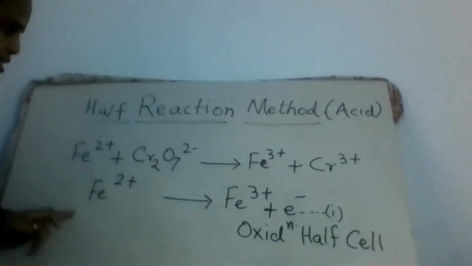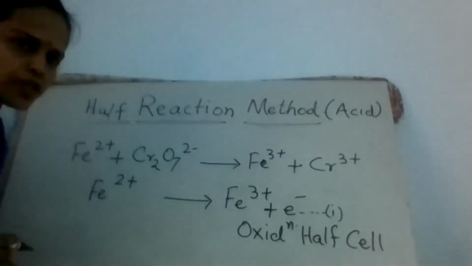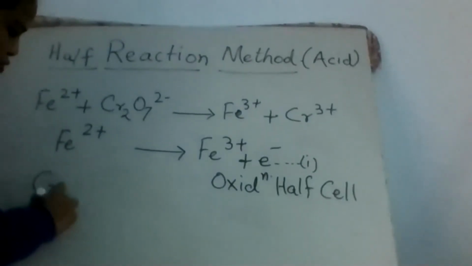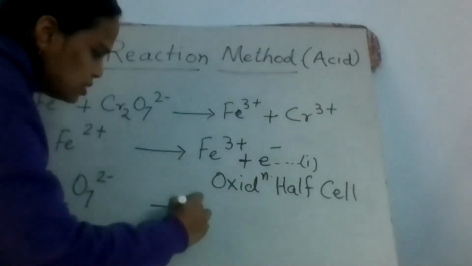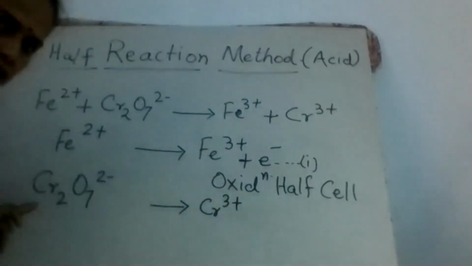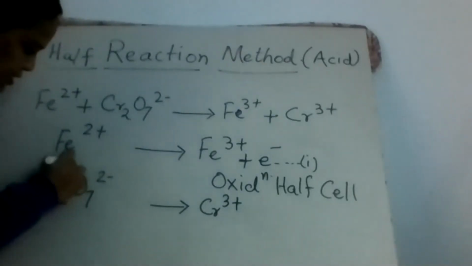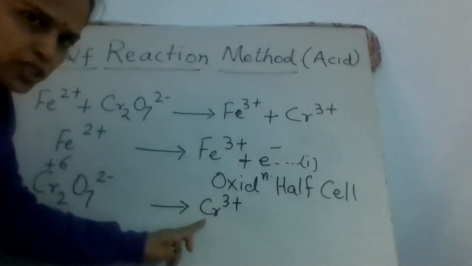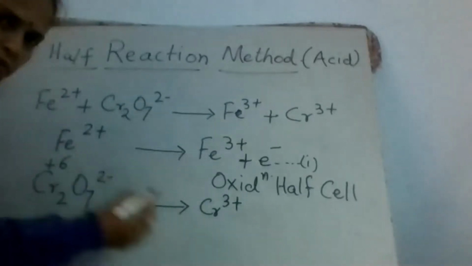Then you will do the second case. You will go for balancing of dichromate ion Cr2O7 2 minus. So here I write Cr2O7 2 minus goes to Cr in +3 state. Calculate the oxidation number of chromium on the left hand side. It comes out to be +6. And chromium on the right hand side is present in +3 oxidation state. Correct?